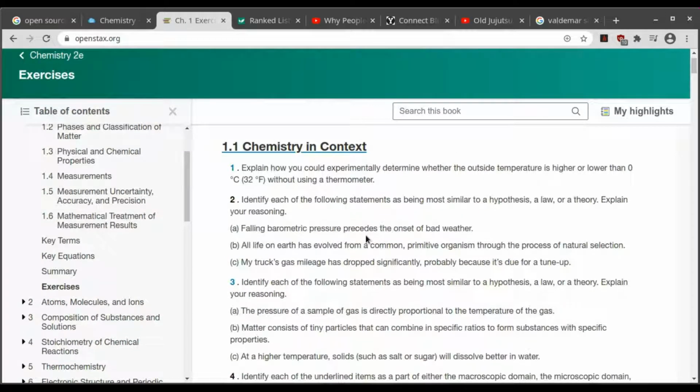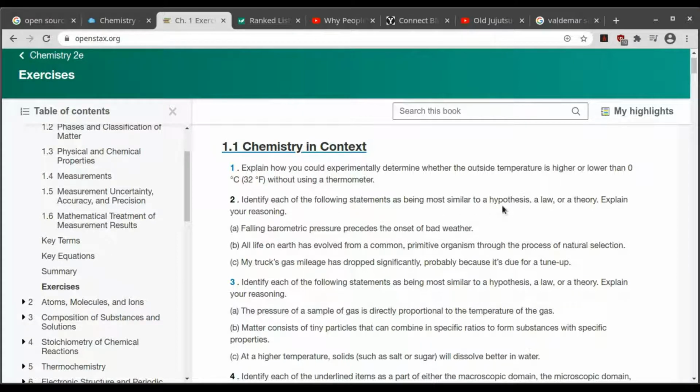Now, it might not be a bad idea to look at the exercises from the end of the chapter even before you look at that section, because that gives you an idea of what sort of things you're expecting to learn, right? Like this one talks about how you could experimentally determine whether outside temperature is higher or lower than zero degrees Celsius or 30 degrees Fahrenheit without using a thermometer. So you'll learn enough in this section to be able to answer that question.